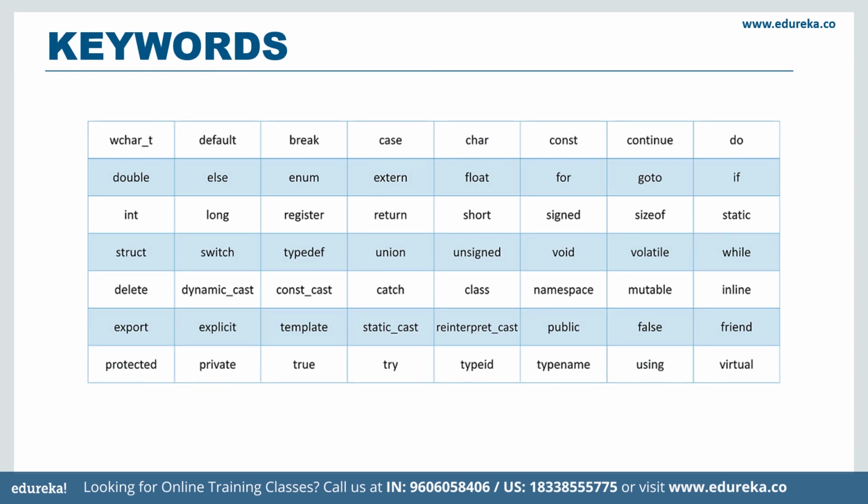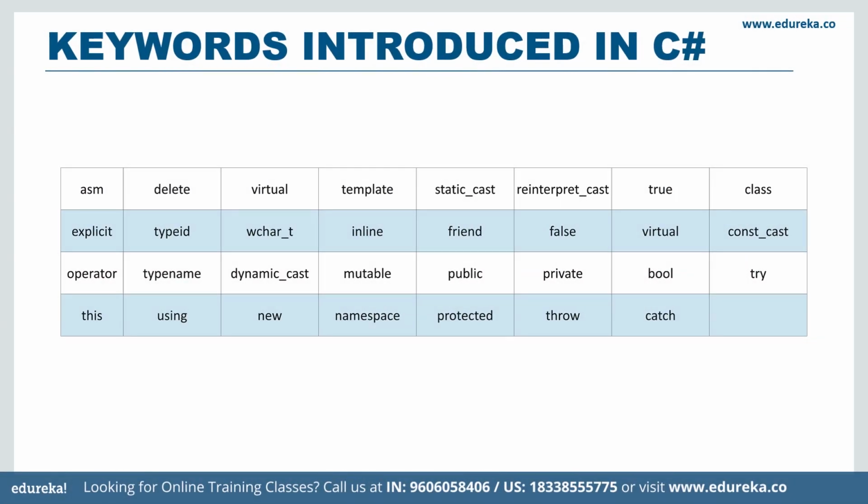Now let's move further in keywords. So these particular keywords are used in our day-to-day programming in C#, and these keywords are valid since C programming. There are a set of new keywords which are introduced from C#. They are ASM, delete, namespace, protected, throw, catch, public, private, and many more.